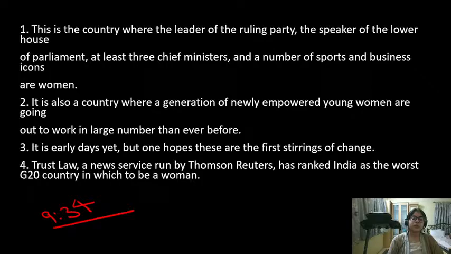Fourth, Trust Law, a news service run by Thomson, has ranked India as the worst G20 country in which to be a woman. So, the one commonality that I can find between all of these sentences is that they are talking about the state of women, and specifically the state of women in India.